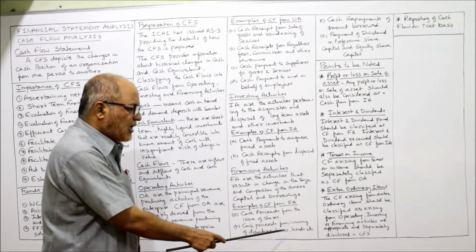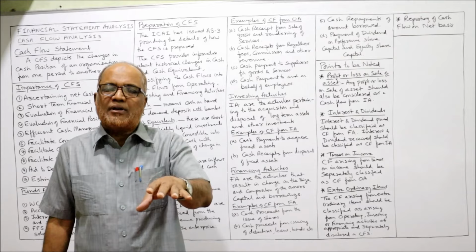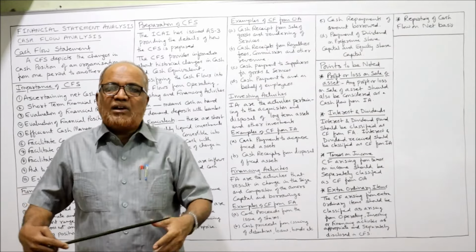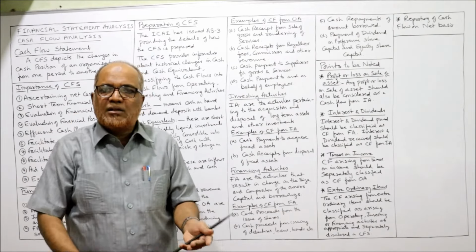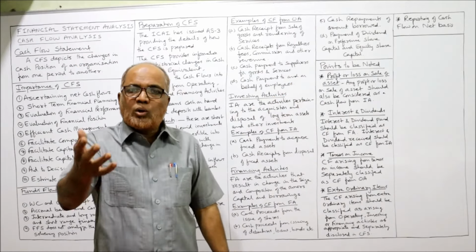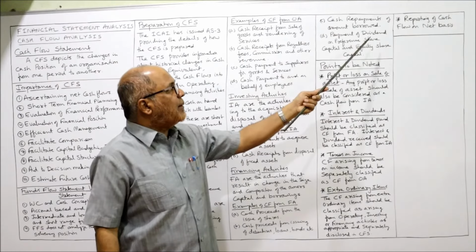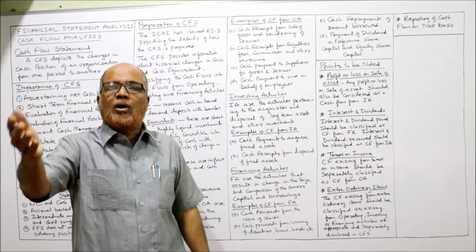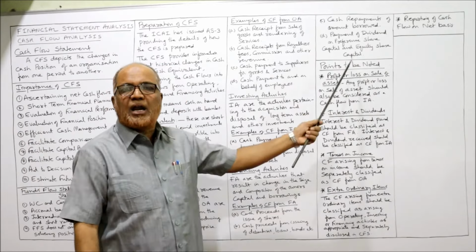Cash proceeds from issuing debentures, loans, bonds. So share capital is the owner's capital, whereas bonds and debentures are the borrowed capital. So any amount received by issuing shares or issuing debentures or issuing bonds is financing activity. Apart from that, cash repayment of amount borrowed. Not only receipt but also repayment of amount borrowed. Similarly, payment of dividend on preference capital and equity capital. Dividend paid on equity capital and preference capital will also come under financing activity.